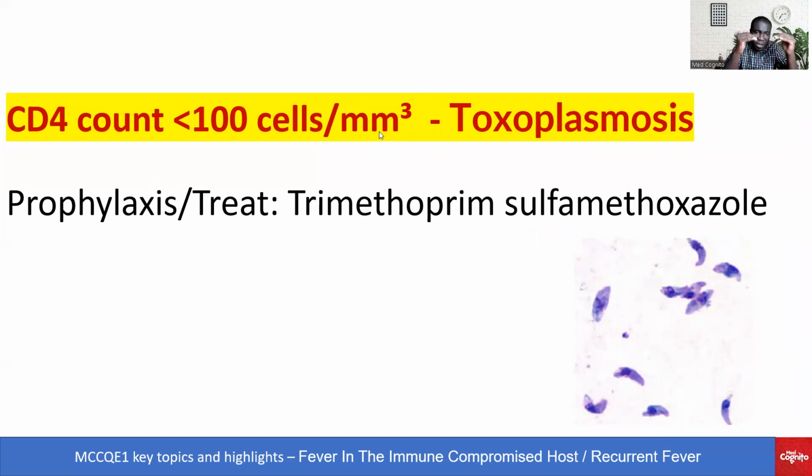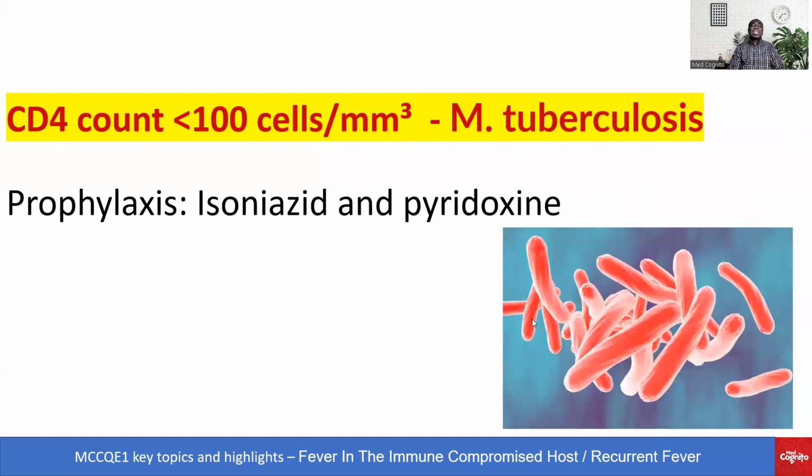Now, let's go to the next 50. If the CD4 count goes below 100, the opportunistic infection which can easily rear its head, and which you should keep in mind for your exam preparation, is toxoplasmosis. That is a microscopic view of it. The treatment for that as well is trimethoprim-sulfamethoxazole. And the next opportunistic infection, if the CD4 count is less than 100, is Mycobacterium tuberculosis.